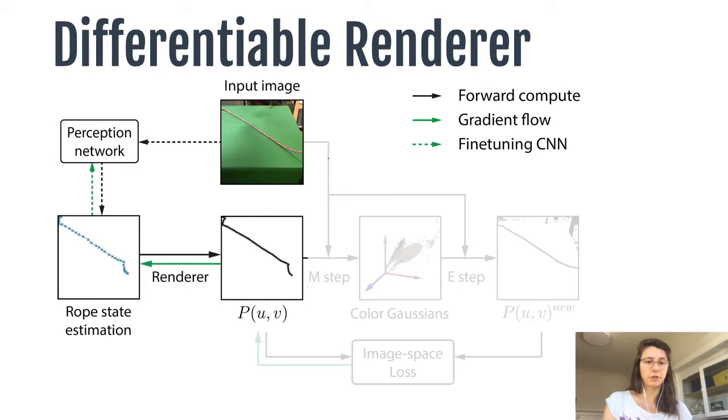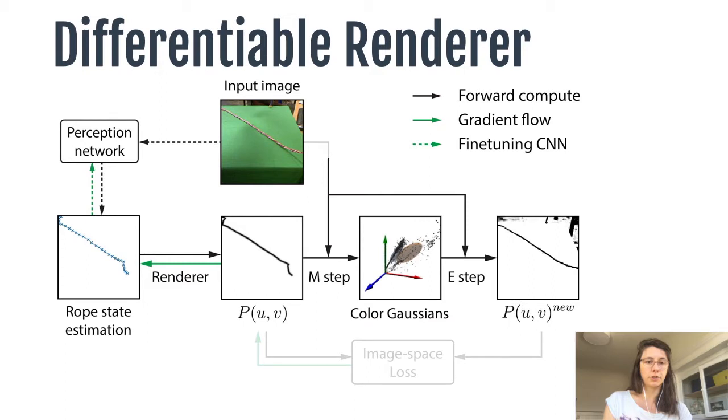Okay, so once we have this rope state estimated, just pay attention maybe to the black arrows here. We actually render the state in this image, where basically each pixel's gray value corresponds to the probability that it is occupied by the rope. And then from this rendered state, we can form a mixture of Gaussians to model the foreground and the background color and compute the weights over the entire image again, given this Gaussian mixture model.